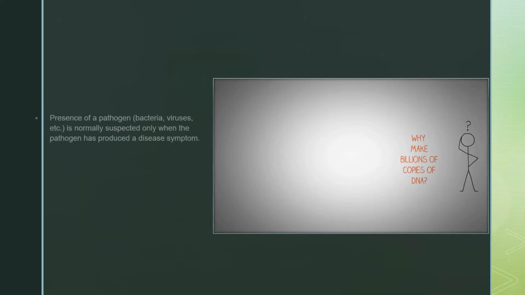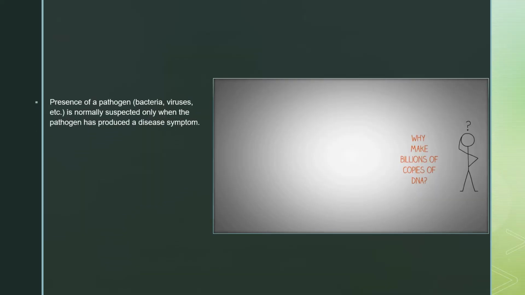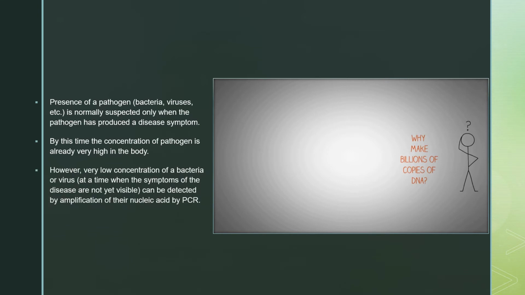Presence of a pathogen is normally suspected only when the pathogen has produced a disease symptom. By this time, the concentration of pathogen is already very high in the body. However, very low concentration of a bacteria or virus at a time when the symptoms of the disease are not yet visible can be detected by amplification of their nucleic acid by PCR. Let's watch this video to understand more about PCR.